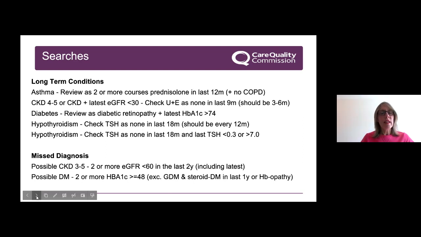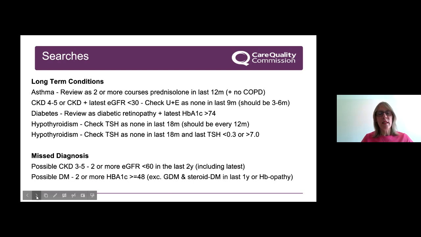We then look at misdiagnosis. So this is trying to identify people who may have an underlying long-term condition that hasn't been identified or hasn't been coded. We look for patients who potentially could have chronic kidney disease, stage 3 to 5, by looking for people who've got 2 or more eGFRs less than 60 in the last 2 years, including the latest eGFR.